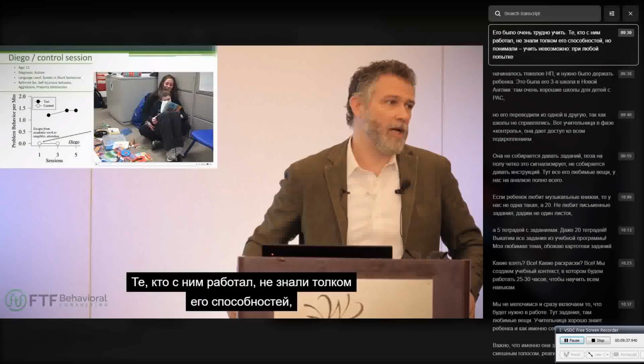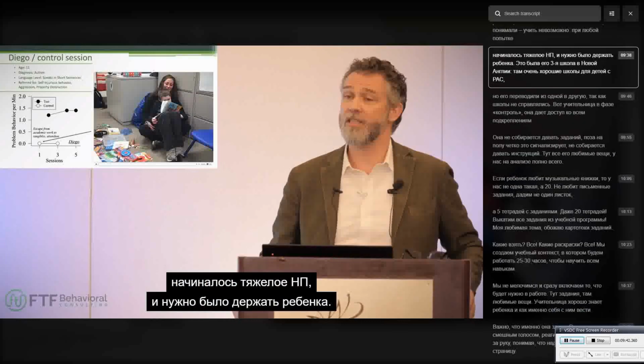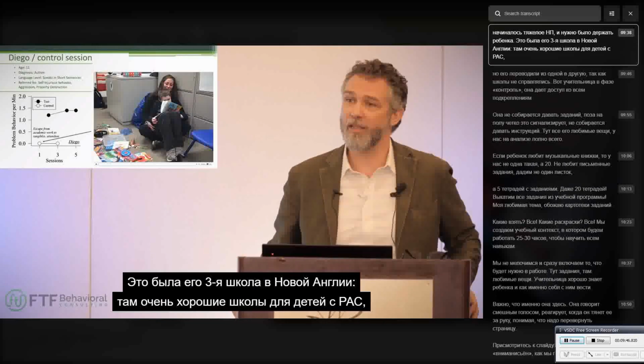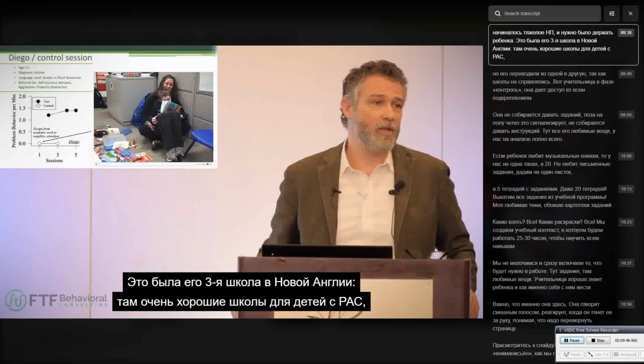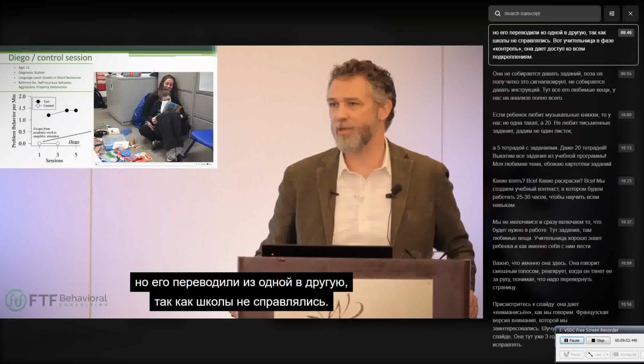People didn't know if he was a bright guy or not a bright guy at this point. They just knew he couldn't be taught, and when you tried to teach him, he engaged in these severe behaviors that required restraint. He was on his 3rd school in New England. There's very good schools for kids with autism in New England, but yet he was moving through them because the schools were challenged with teaching him.